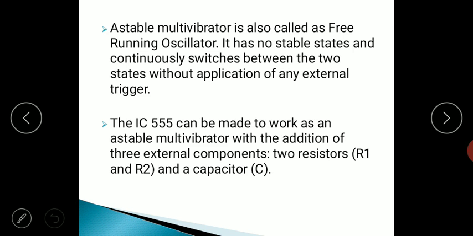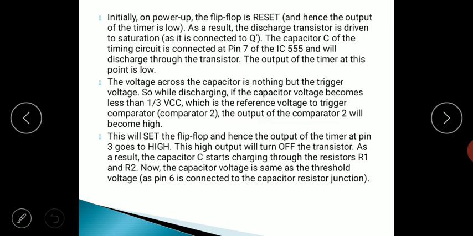Whenever it is triggered, it will give you one stable state and one quasi-stable state. But here there is no stable state, hence it is called a free running oscillator. Right? And it continuously switches between the 2 voltage levels without any external trigger. It works as an astable multivibrator with the help of those 2 resistors R1, R2 and the capacitor C. So how exactly does an astable multivibrator work? That is what is explained here. I'll give the summary of how exactly it works.